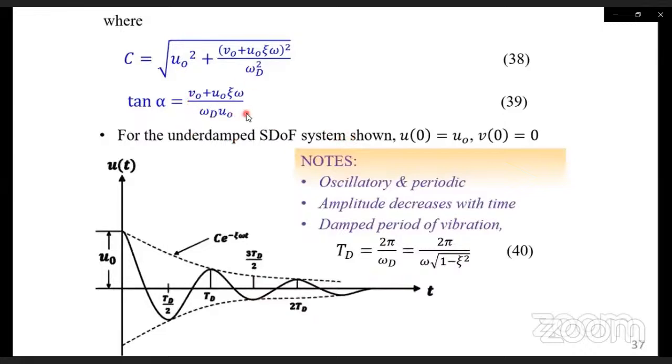And we are trying to now analyze or understand what kind of motion we are talking about here. So when u at time 0 is equal to u naught, and v at time 0 is equal to v naught, and it's damped vibration, this is the kind of motion we are talking about. We start with the initial displacement u naught, and initial velocity v naught, but v naught here is equal to 0.